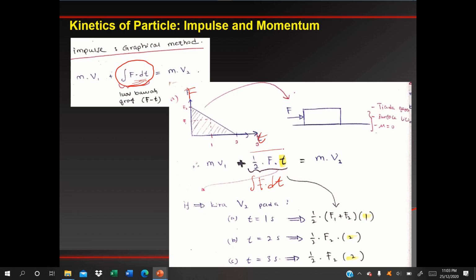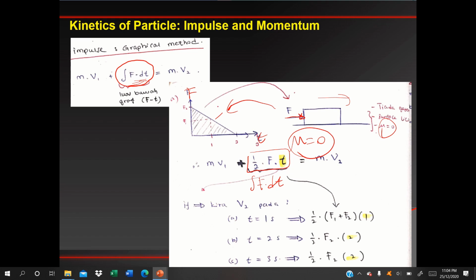The way to replace F dt depends on the type of graph. Here we have a triangle, so it is half F times t. If the question says, in this case, mu equal to 0, meaning it is a frictionless surface, there will be no friction that counters the movement, so we only have the impulse from the force F. The F will push this component in this direction.